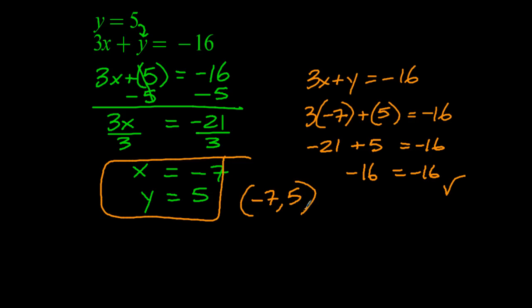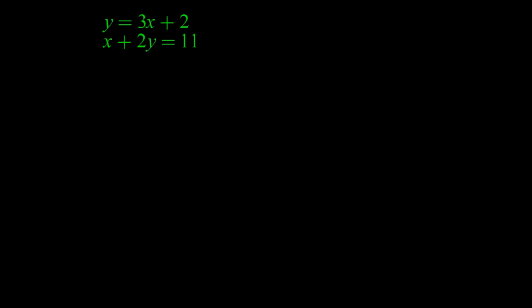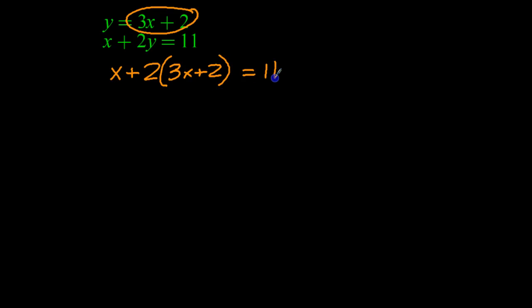Well, let's take a look at one that's maybe a little bit more complicated. Okay, now we have not just a number that y is equal to, but we have a whole set of things that y is equal to. But the idea is exactly the same. We know that y is equal to this thing, so we're going to plug it in for wherever you see y. So I'm going to rewrite: x plus 2, okay, and then I'm going to put parentheses, and I'm going to put in whatever y is. Well, this is what y is, so that's going to go inside the parentheses, and then this is going to be equal to 11.